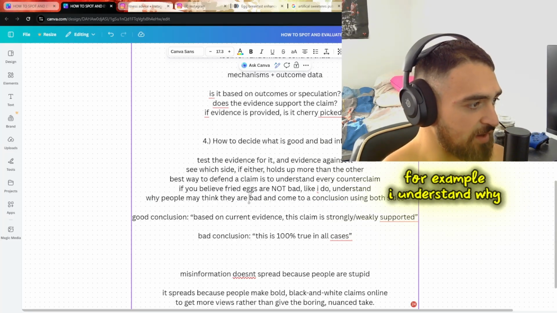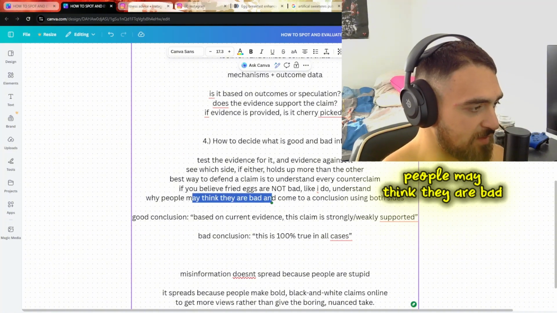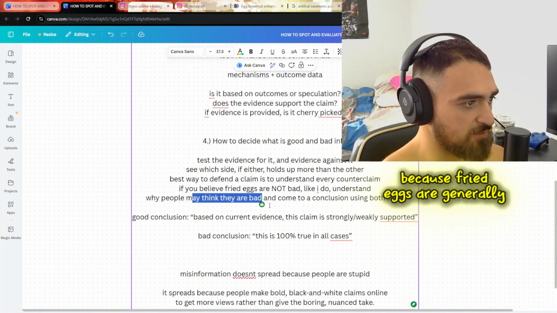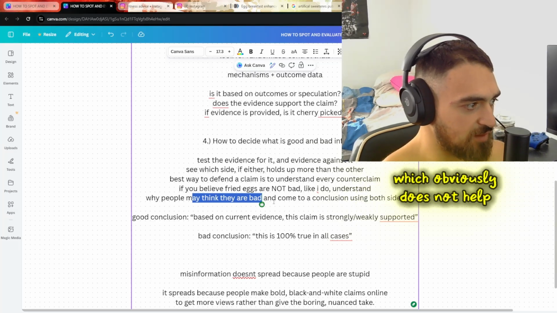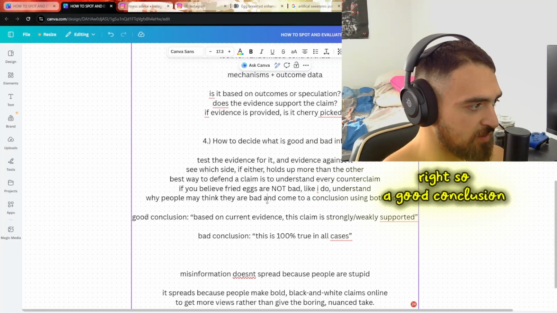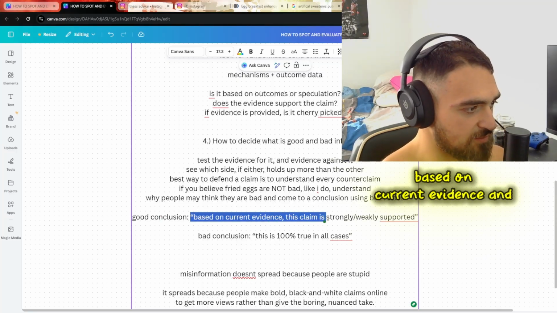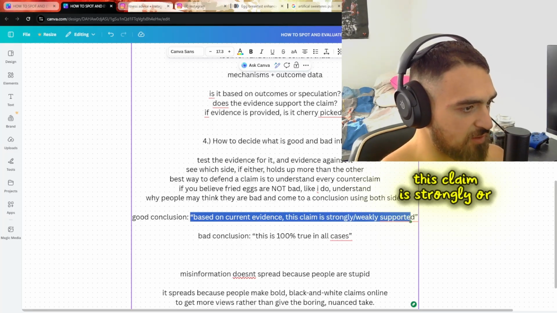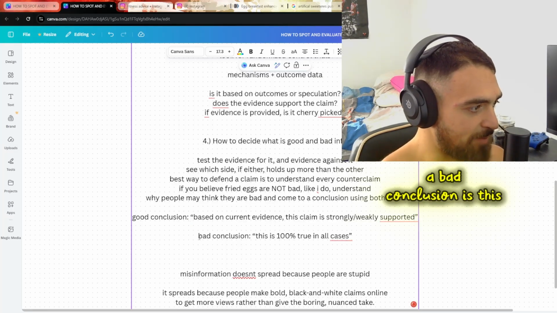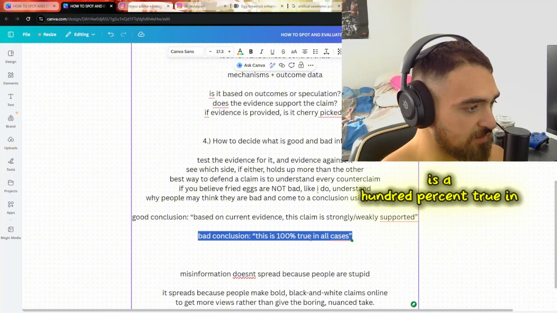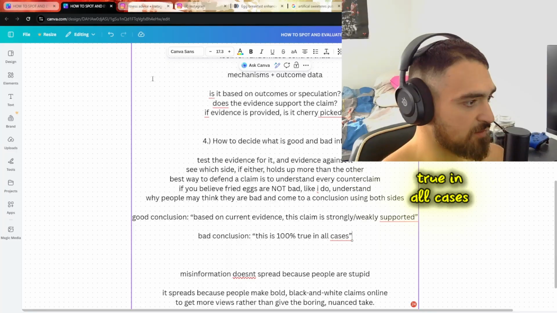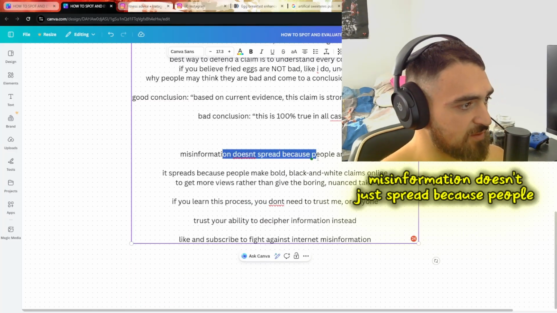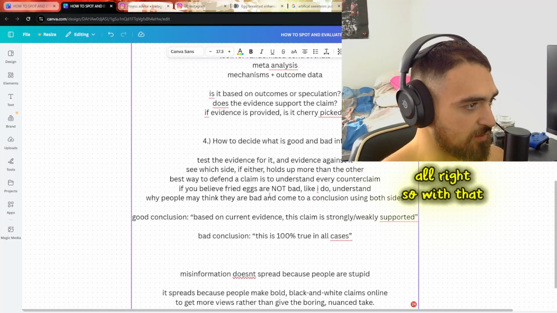For example, I understand why people may think they are bad, because fried eggs are generally fried in more oil and butter, which adds more calories, which obviously does not help with your weight loss program, right? So a good conclusion to come to would be, based on current evidence and critical thinking, this claim is strongly or weakly supported. A bad conclusion is this is 100% true in all cases, like what this guy did. Misinformation doesn't just spread because people are stupid, all right?